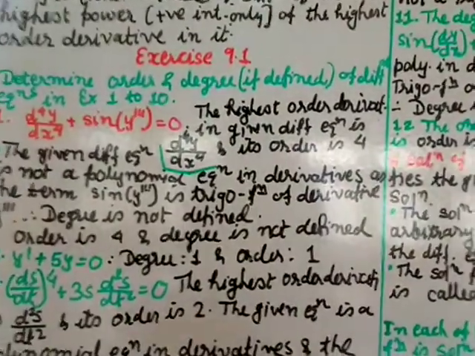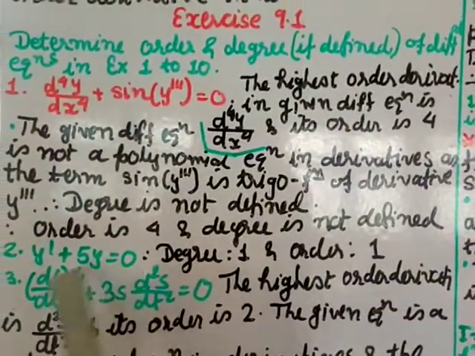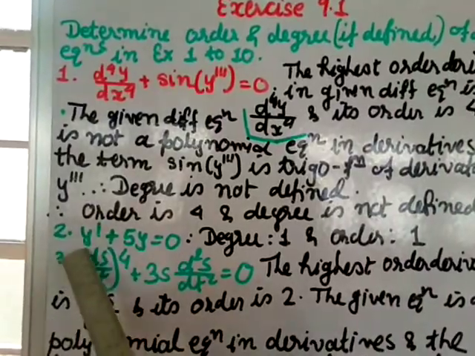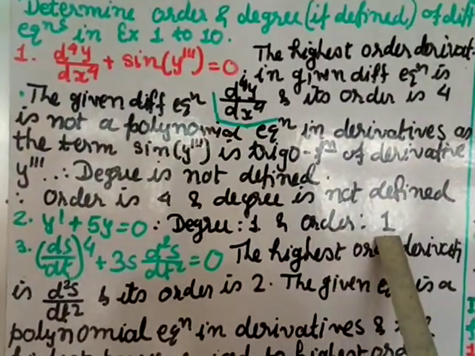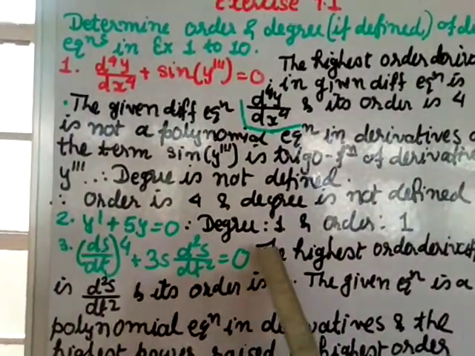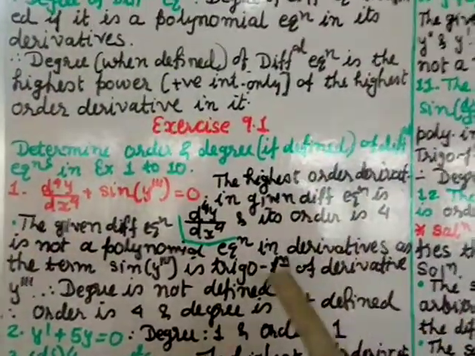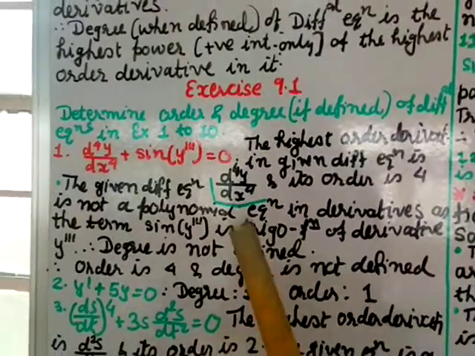Question number 2. y dash plus 5y is equal to 0. y dash means first derivative, dy by dx. So the first derivative is first, so the order is 1. Okay, and what is the power of this? The power of this is 1, so degree is 1. I am not writing it out, you can just write like this: order is 1, degree is 1.